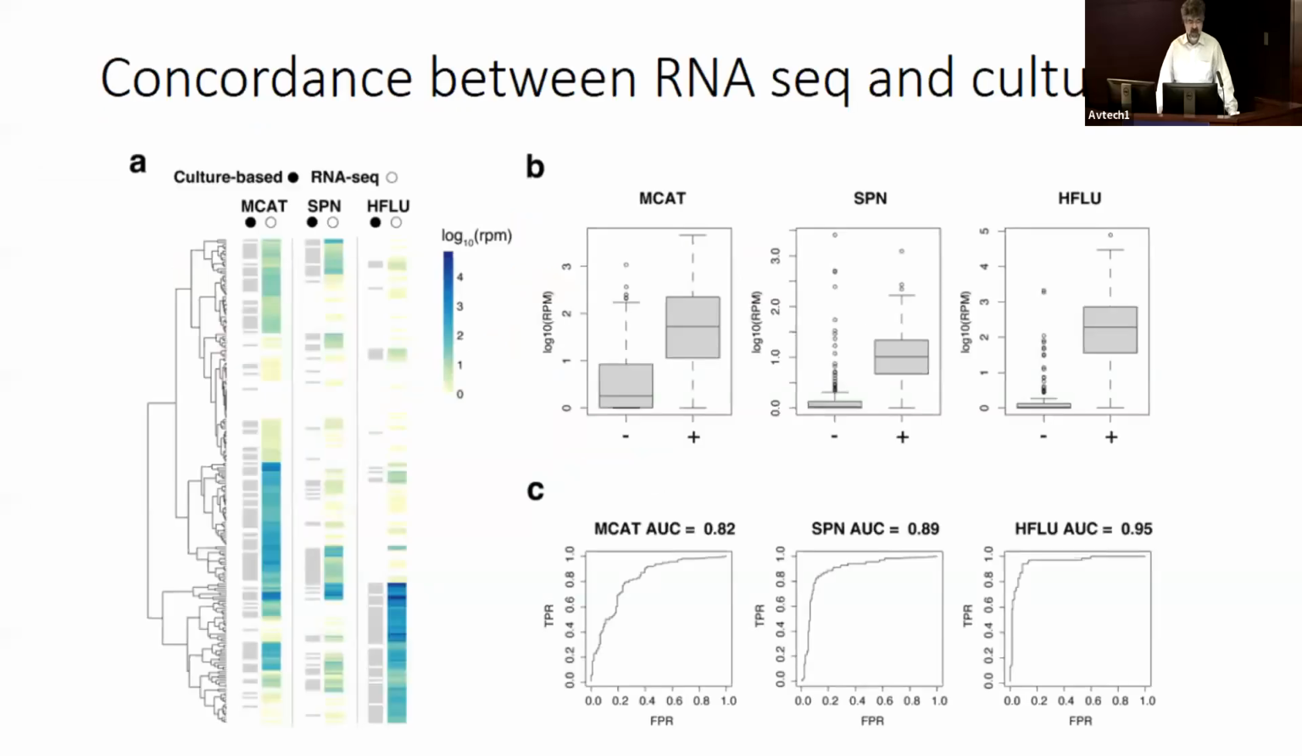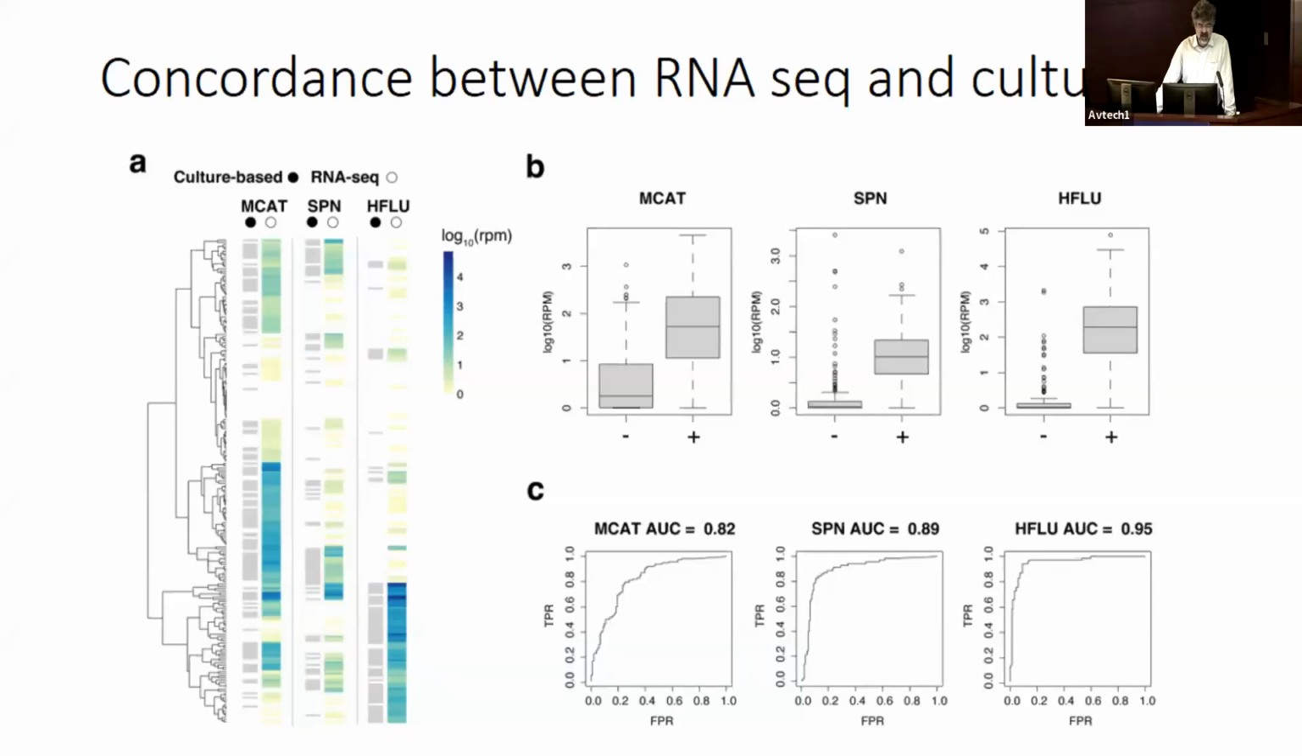So first we looked at the bacteria. This is a slightly complicated slide, but this slide is looking at the concordance between the RNA-seq or metatranscriptomics and culture. So on the left side on panel A, you can see that culture for the 3 pathogens is shown in gray and white. So let's take the MCAT, Moraxella catarrhalis. The first patient had a gray bar. That means they had Moraxella on culture. And the second patient had a white bar, which means they didn't have Moraxella. So the gray and white columns represent the culture results from the micro lab.